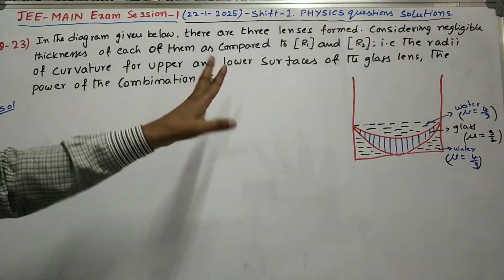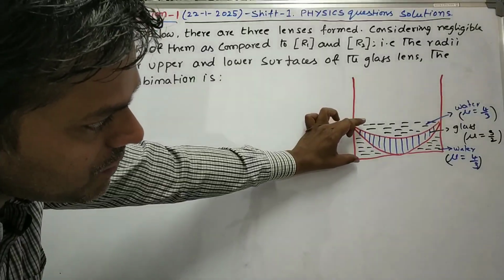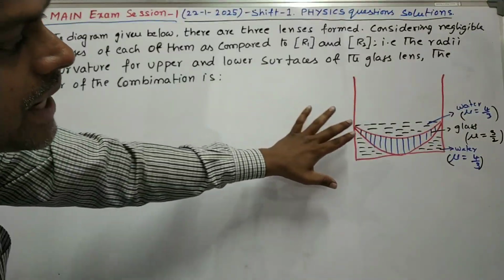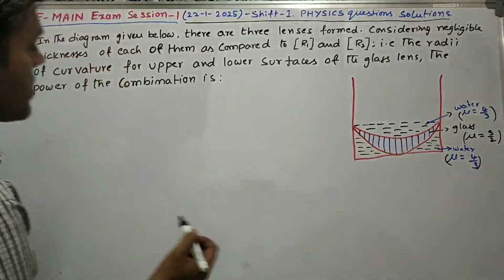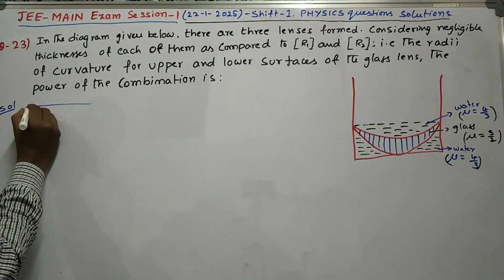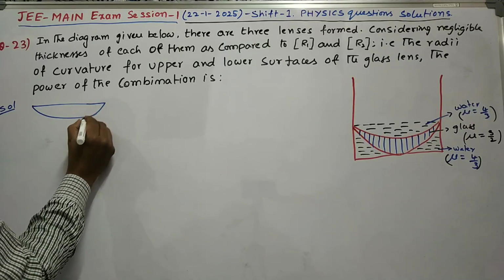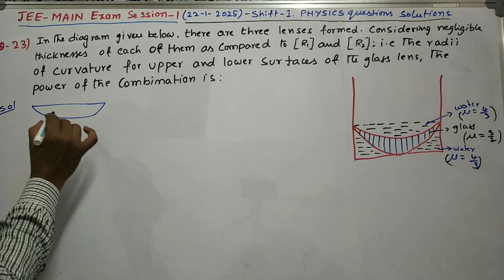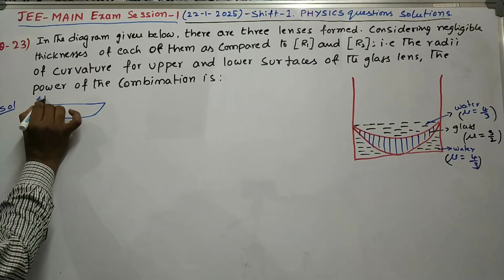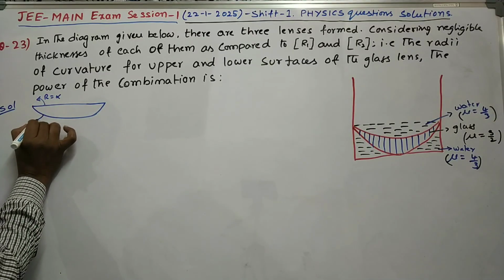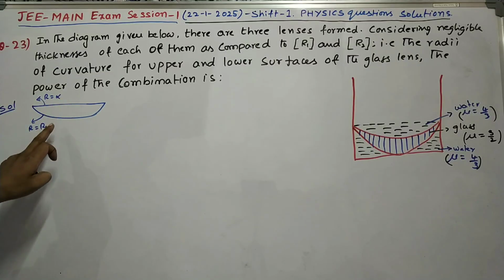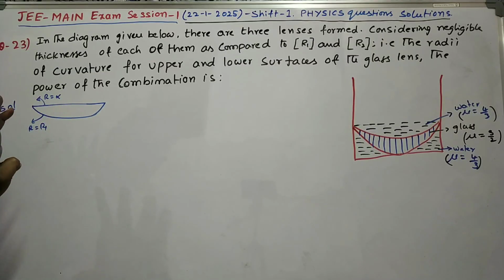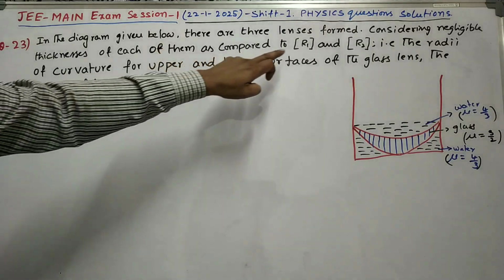Glassless, the power of the combination is... So what is the power of the combination of these three lenses formed by this diagram? To see the first diagram, this is the upper surface, this is the lower surface. So this is the first one, isn't it? So what is its radius of curvature? R is equal to infinity. The lower surface is equal to R1. This is R1, this is R2. Here R2 is equal to R1, remember. So that is categorically mentioned in this question.